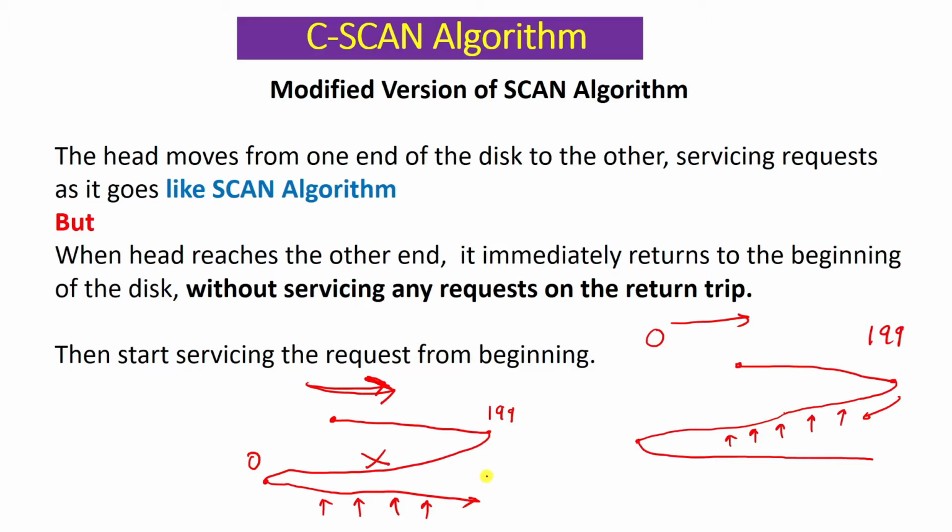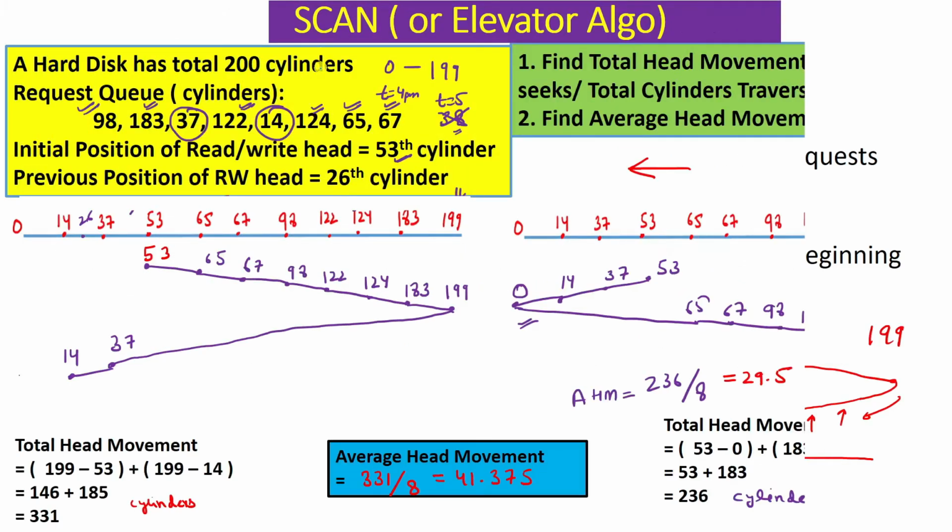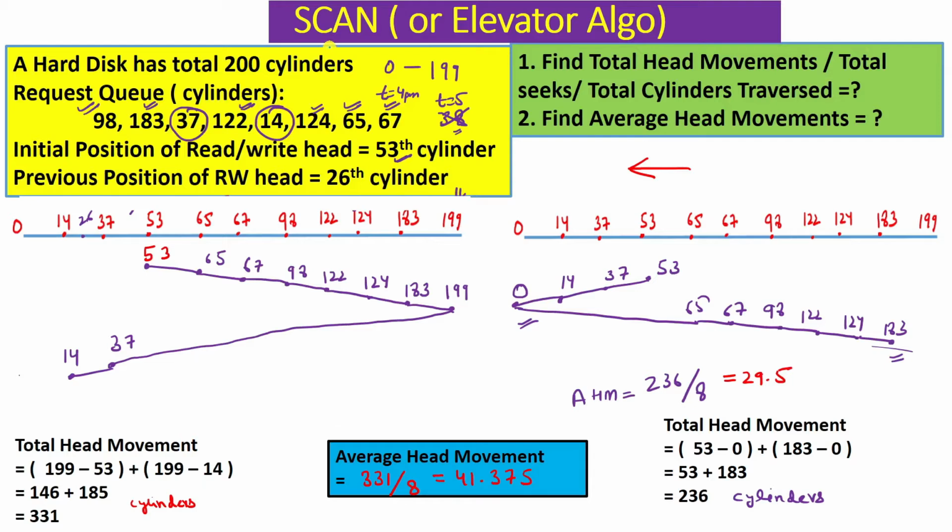So let's start with the example and understand how this algorithm works on a given example. Just for recall, we applied our scan algorithm on this request queue in our previous video. We were given that our head is moving in this direction, that is from the lower cylinder number to the highest cylinder number.